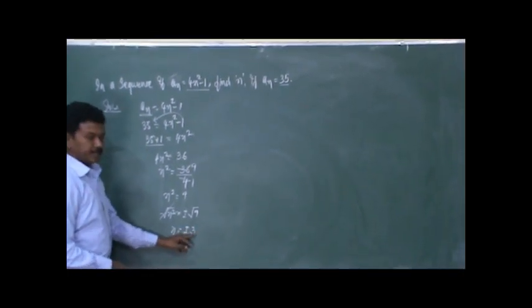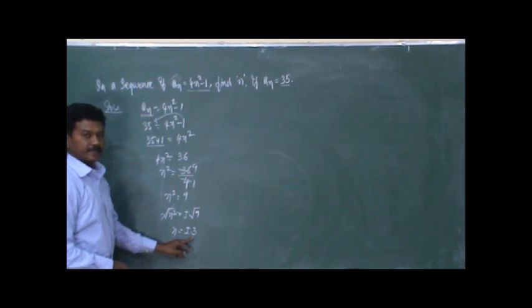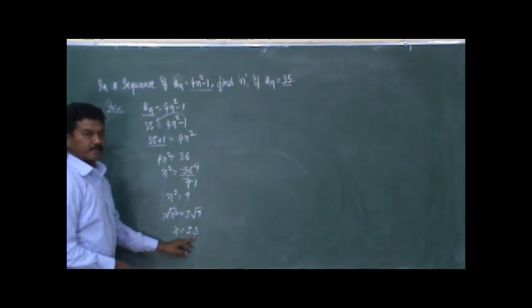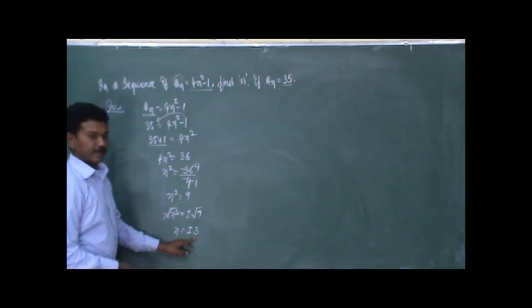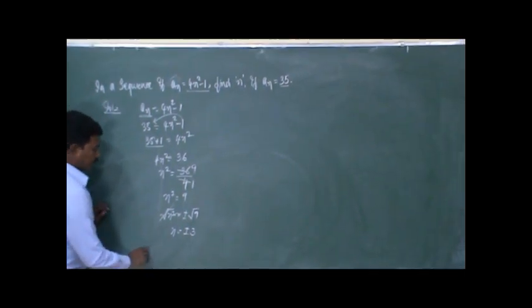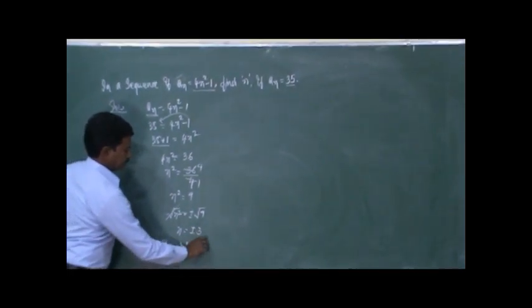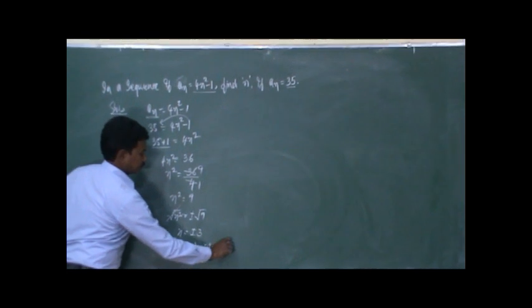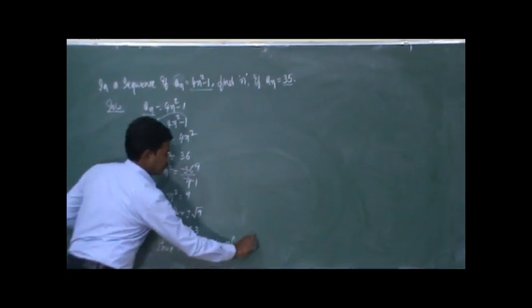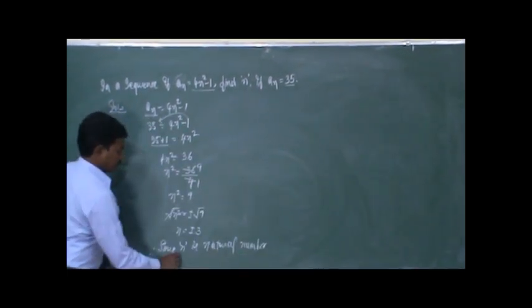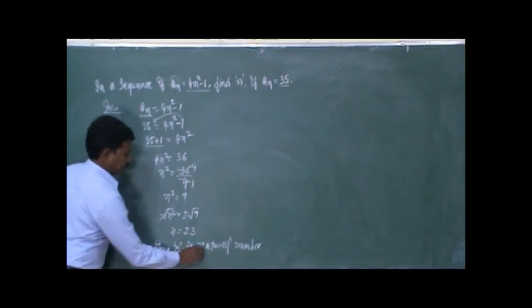Will you take plus 3 or are you going to take minus 3? We have to take plus 3 because n is always a natural number. So therefore, since n is a natural number, n is equal to 3.